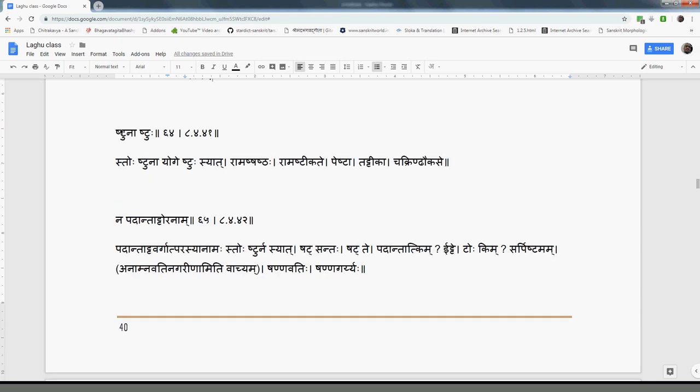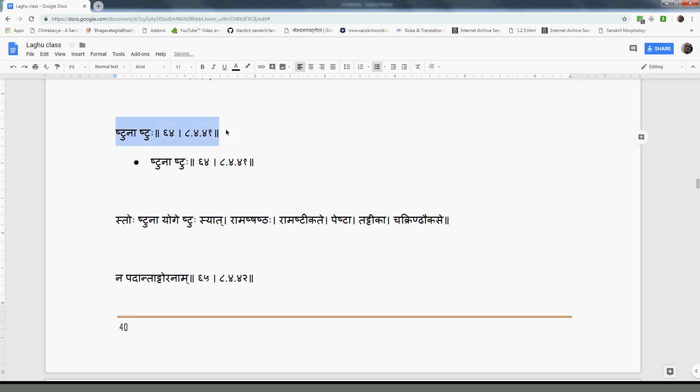Next sutra is stunashtuhu, like chunashtuhu. Very similar to the earlier sutra, except the yoga is similar. Stoho stuna yoge stuhu syat. What is the sthani? Sakarata varga. Here, this is tritiya ekvachana. This is prathama ekvachana. And what is the anuvritti here?